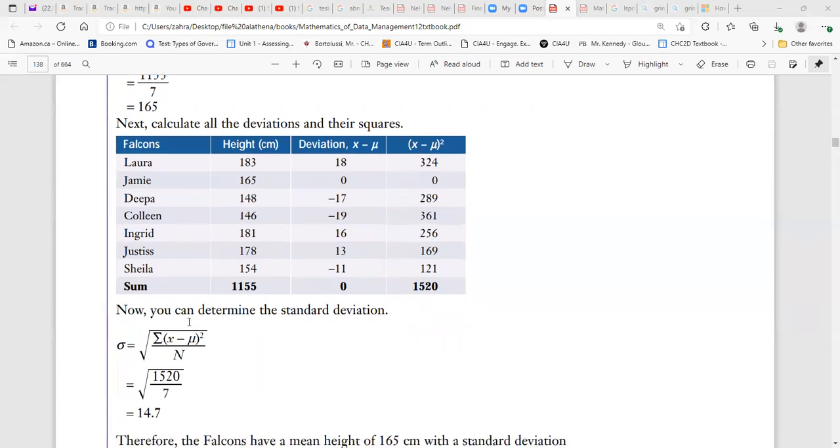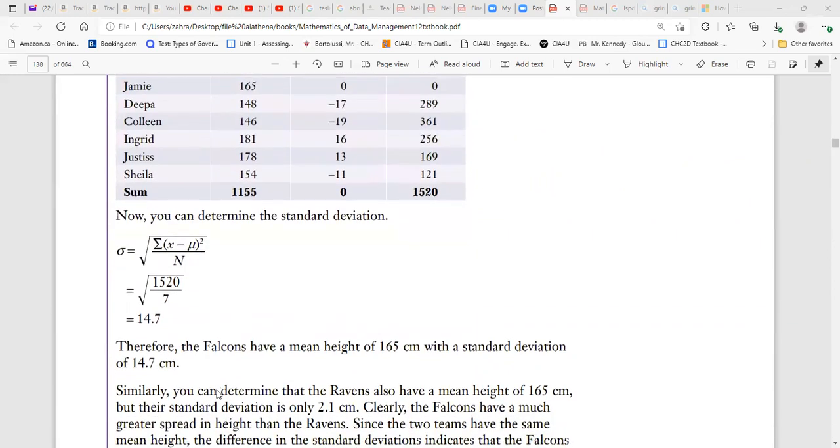Now, why do we do it? Because we want to find the standard deviation using this formula. Then I'm going to sum that, right? Because this is the summation of x minus mu power 2. So here I sum that, it's going to be 1520. So instead of that, I put 1520. And how many data do we have? Of course, it's 7 data. So the square root of that will give you 14.7. So the standard deviation is 14.7. The mean is 165 and the standard deviation is 14.7.